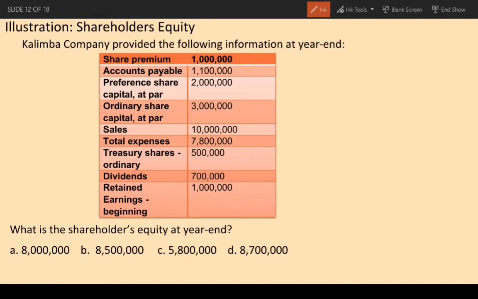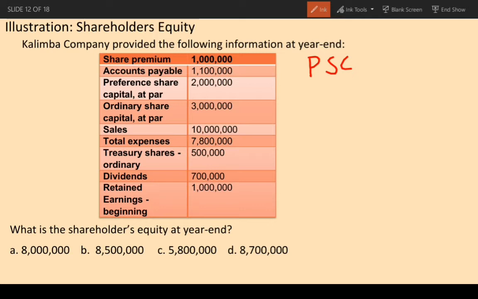Illustration, shareholders' equity. Kalimba Company provided the following information at year-end. Share premium 1 million, accounts payable 1.1 million, preference share capital at par 2 million, ordinary share capital at par 3 million, sales 10 million, total expense 7.8 million, treasury share ordinary 500,000, dividend 700,000, retained earnings beginning 1 million. What is the shareholders' equity at year-end?